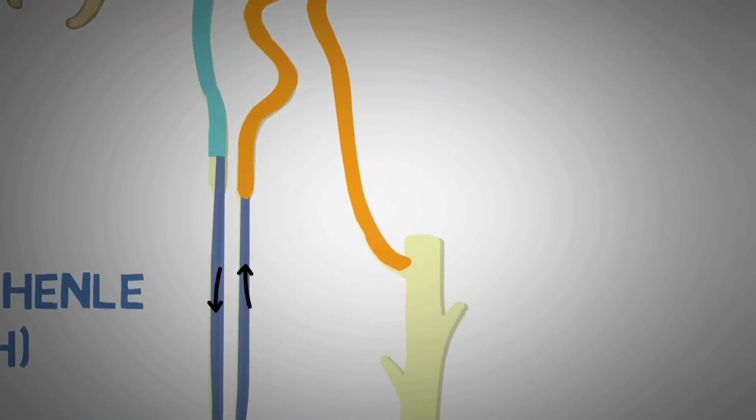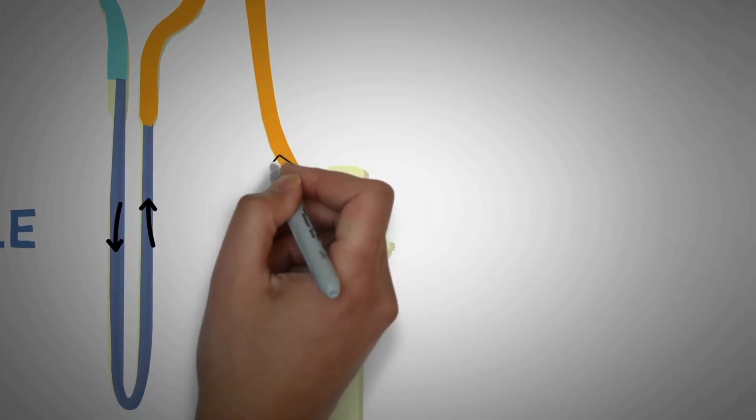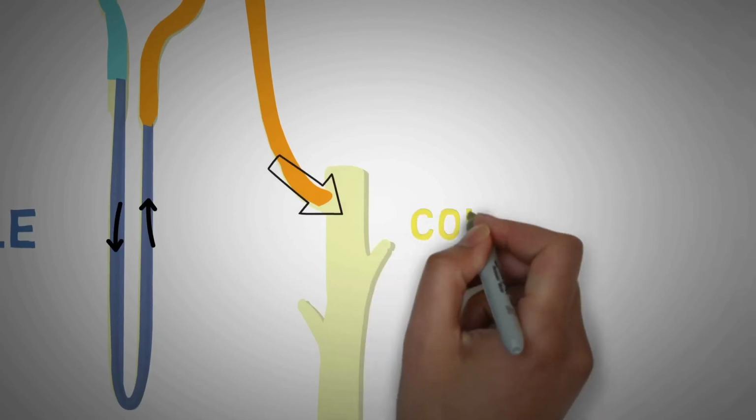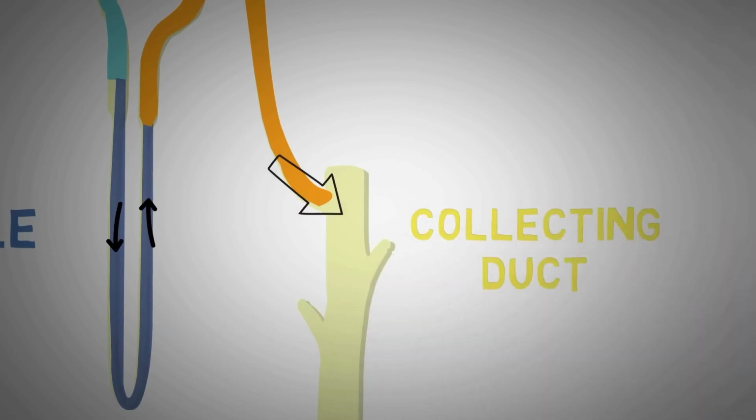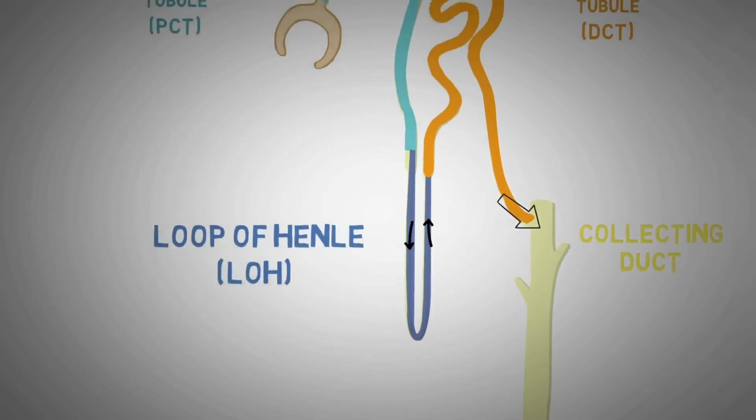The distal convoluted tubule drains into the collecting duct, which also receives input from many other nephrons in the region. The collecting duct drains into the larger collecting ducts and ultimately into the renal pelvis, which is connected to the ureter. The ureter drains the kidney to the bladder. The distal convoluted tubule is also located in the cortex of the kidney.